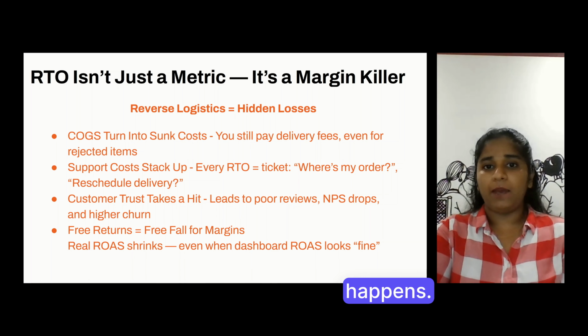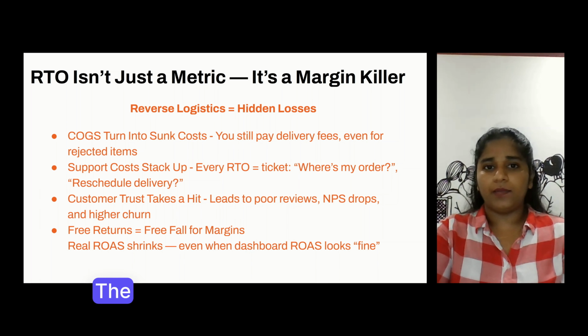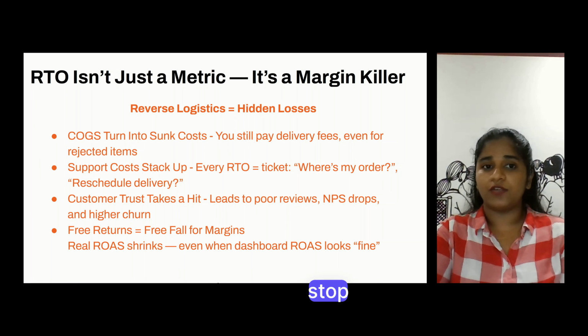Here's what exactly happens behind every returned order. You've already paid for the delivery. Let's say that's anywhere between $5 to $12. The product doesn't get accepted and you pay again to bring it back. That's double the logistic cost for zero revenue. But it doesn't stop there.